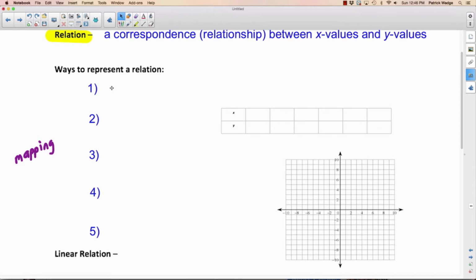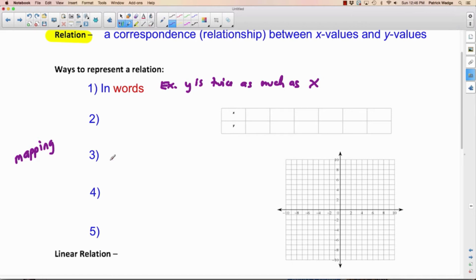So, in no particular order, one way you can represent a relation is in words. Let's do an example. Let's say the relation was y is twice as much as x. Okay, that's a relation. I've explained what the correspondence or the relationship is between all the x values and all the y values. All the y's are twice as much as the x. Okay, let's see what we have next.